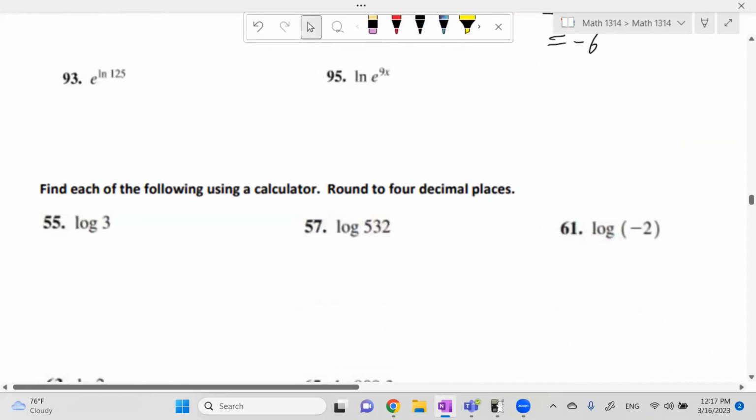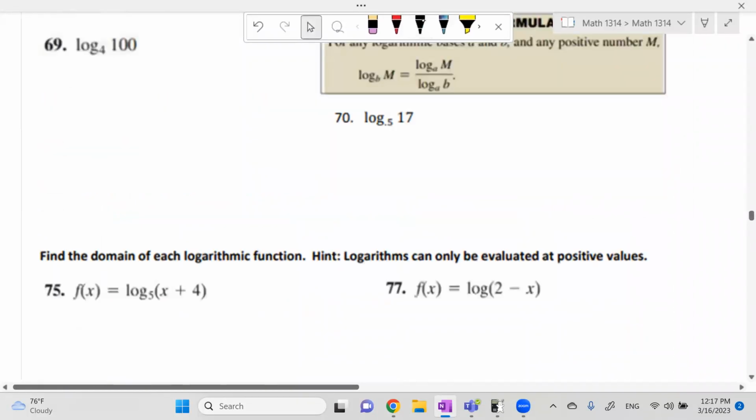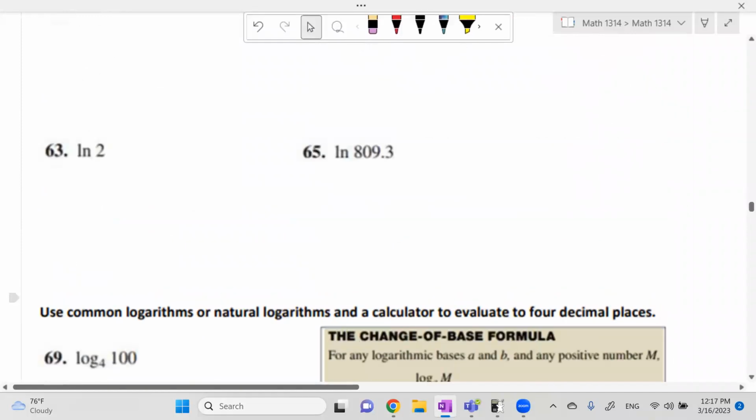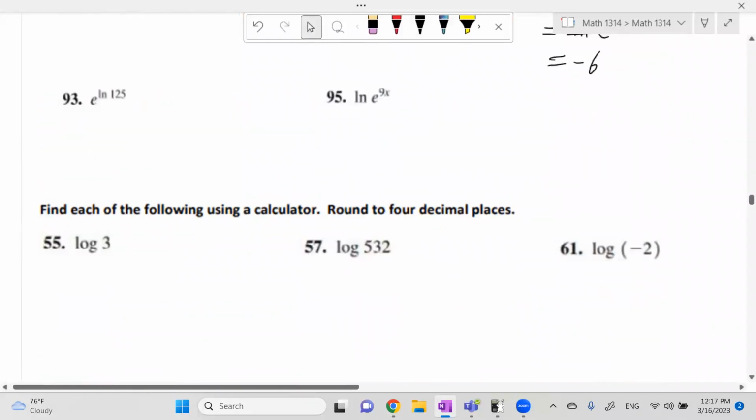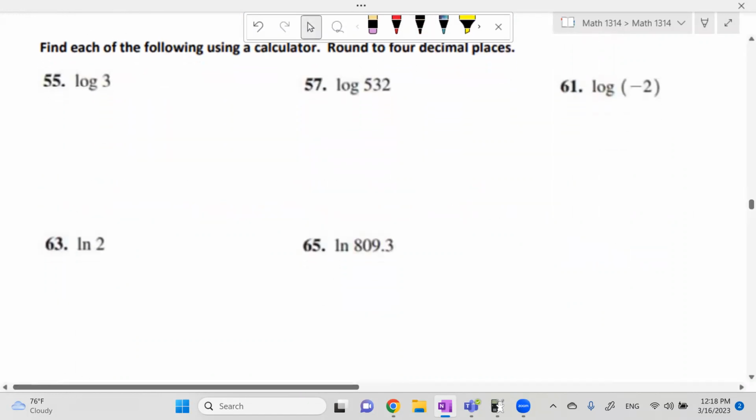All right, let's see number 93. E and ln, they cancel. Then ln e to the 9x. ln and e, they cancel. We have 9x. All right, let's see.